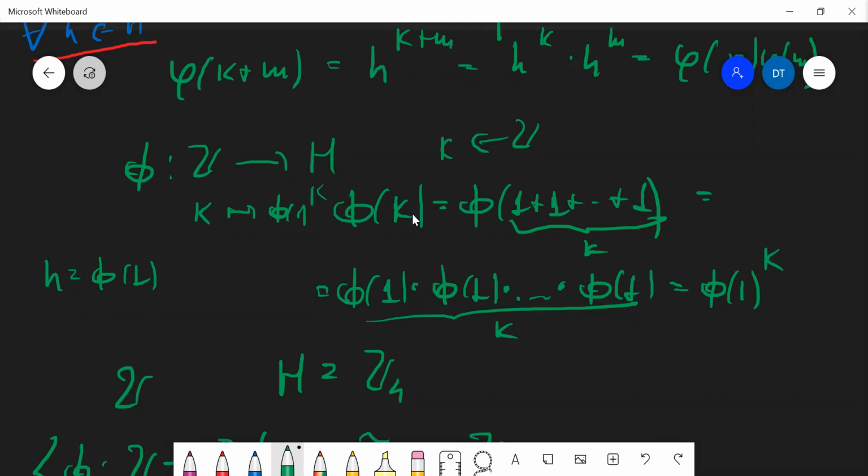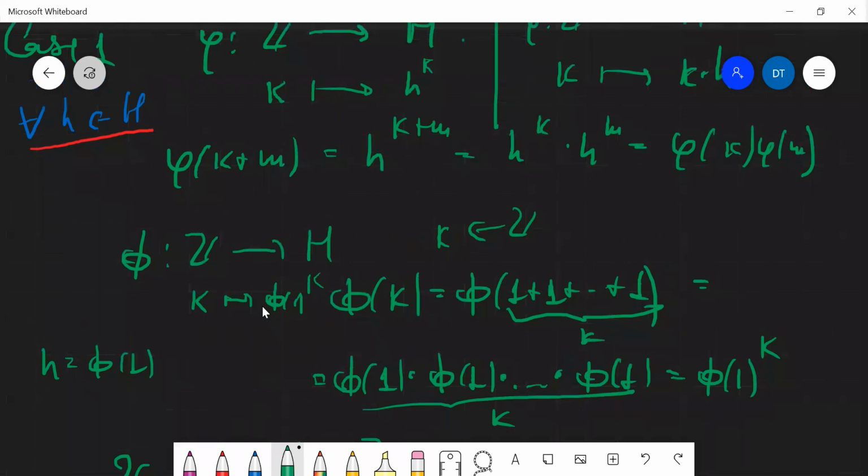So as you can see, if you take an arbitrary homomorphism phi, it takes an arbitrary element k to the element phi of 1 to the k. And phi of 1 is actually your element h from the group H. So you see, we started from an arbitrary homomorphism and we represented it in the form we wanted.